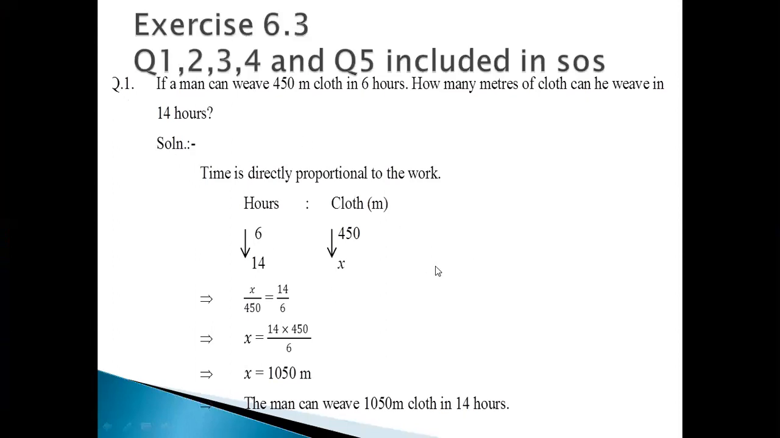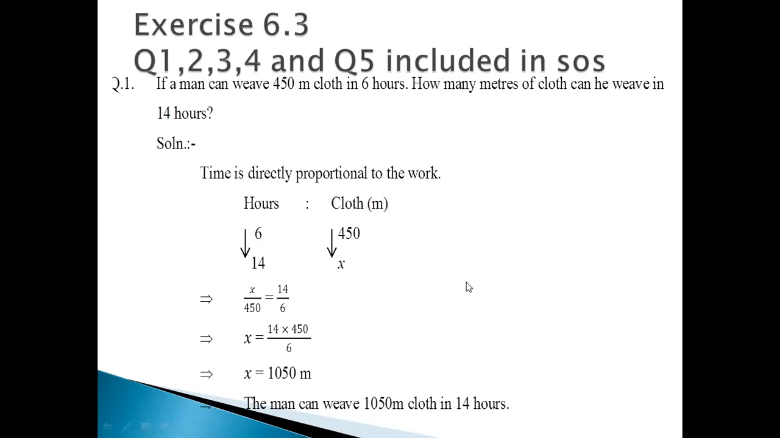Question number 1 is, if a man can weave 450 meters of cloth in 6 hours, how many meters of cloth can he weave in 14 hours? Again, direct proportion. Look, if the number of hours increases, the number of meters automatically increases. For 6 hours, 450 meters. So for 14 hours, automatically it will be more than 450. So X we don't know.